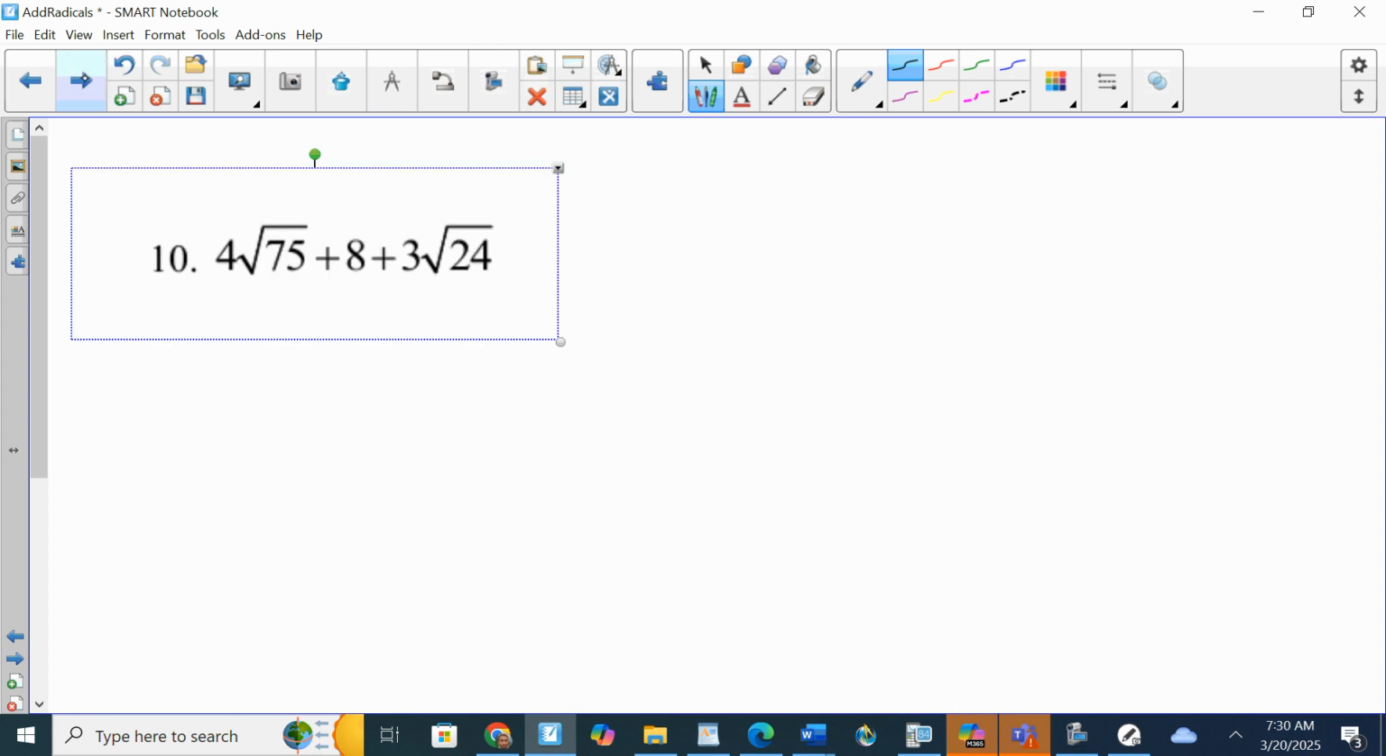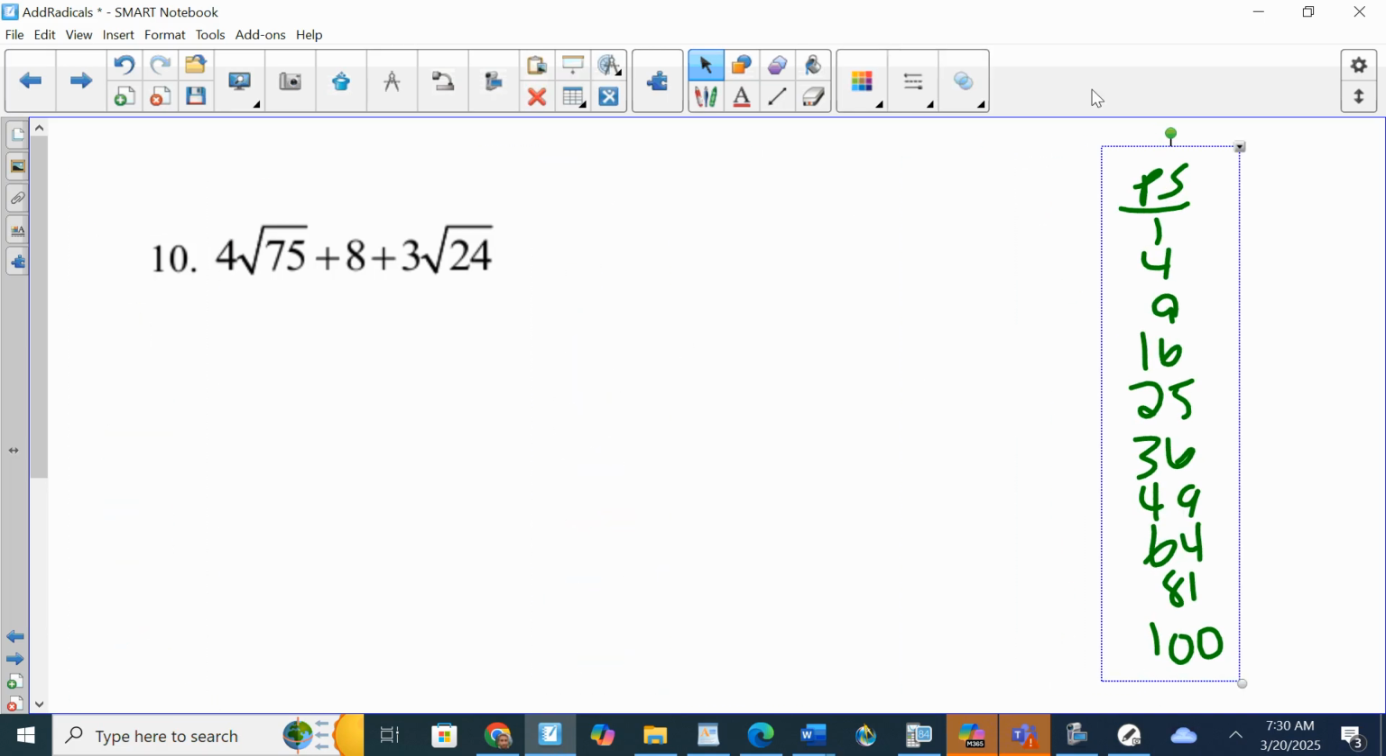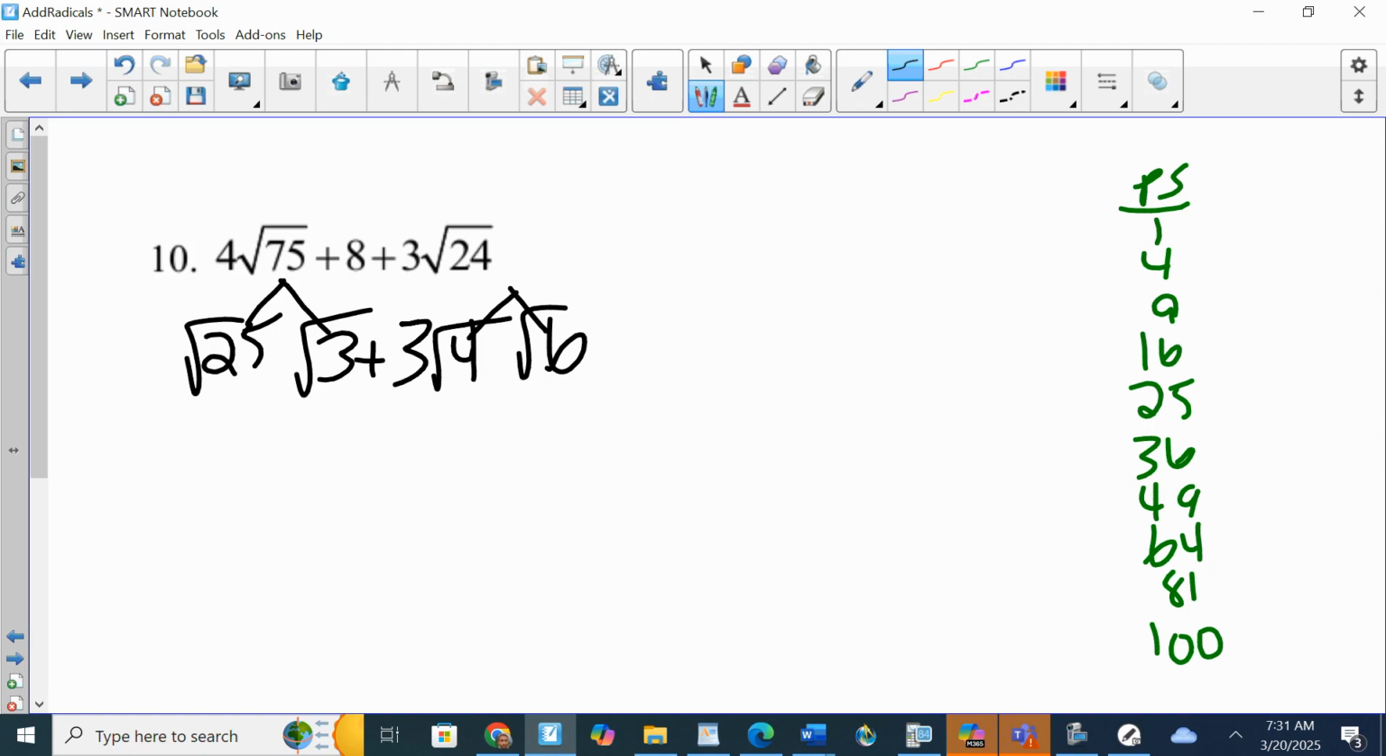Which I guess brings us to our final problem we're going to go over together. Number 10. If I want to add these, I need to reduce first to get a common radicand. I also have to reduce because if it says simplest radical form, I need it in simplest radical form. 25 and 3, 4 and 6, bring down the 3, bring down the 4. That plus 8 kind of got squeezed out there. I'm just going to put it in the back.